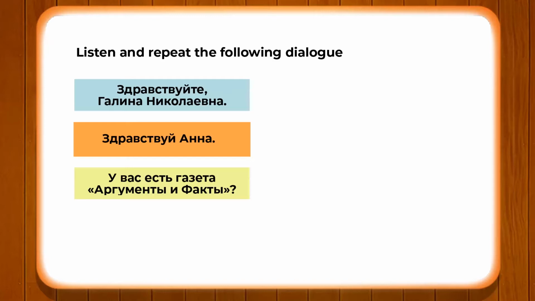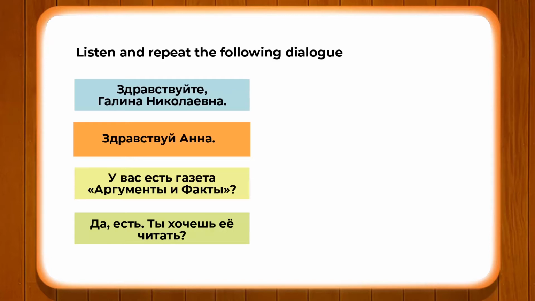Ты хочешь ее читать? So here, if you pay attention, she is addressing Anna with ты, like तुम in Hindi, and вы is like आप in Hindi. So, ты хочешь ее читать? Do you want to read it? So ее is for газета, the newspaper. Ты хочешь ее читать? And читать means to read.